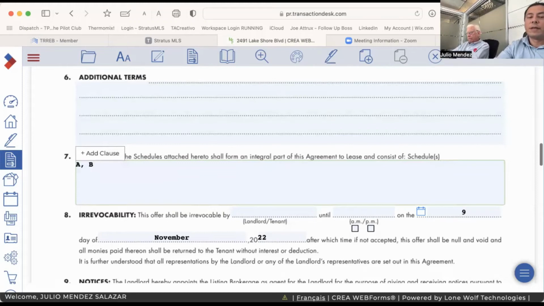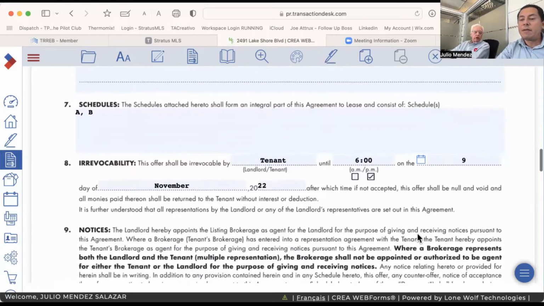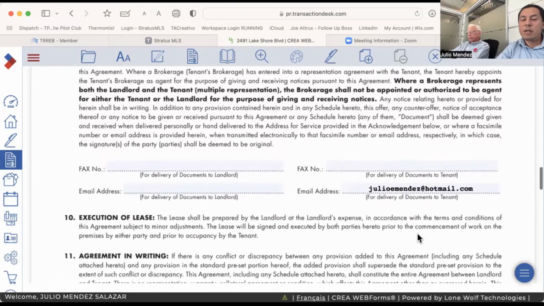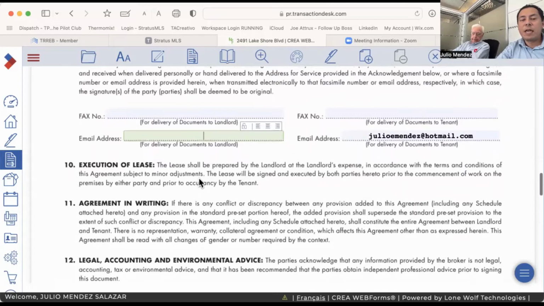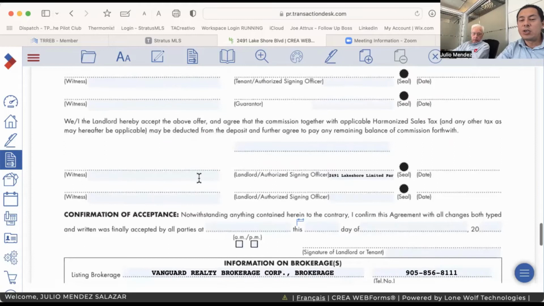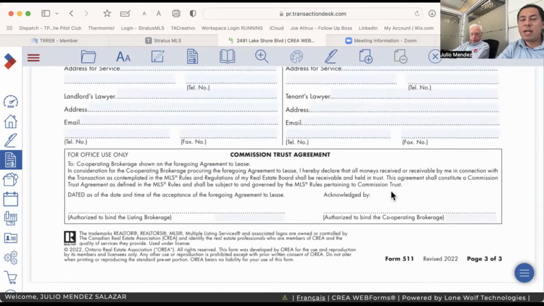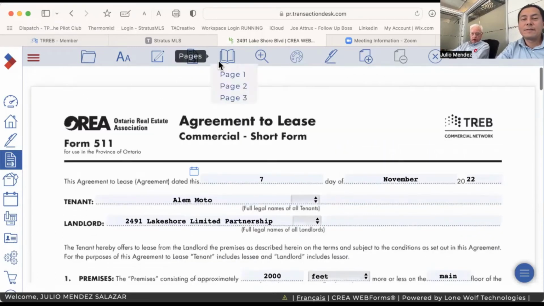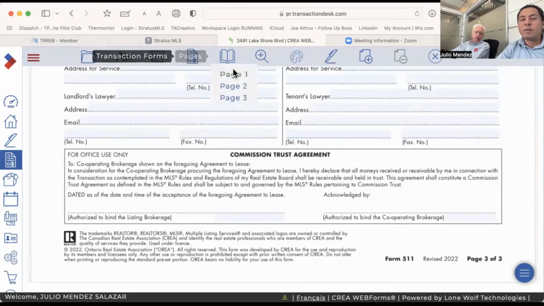Okay. Right. Your vocabulary is going to be by the tenant. Until let's say 6 p.m. on the 48 hours from the date of signature. November. And then the email of the landlord's agent here. That is correct. Yes. And then we just go for the signatures. Correct. Signatures. Commission trust. We sign our name. Yep. And that's that. That's a standard, simple agreement to lease prep form.